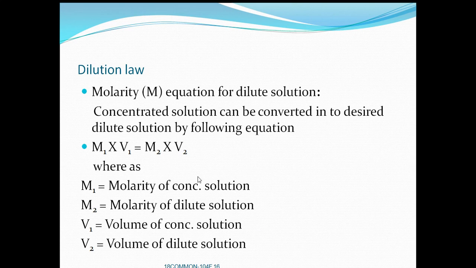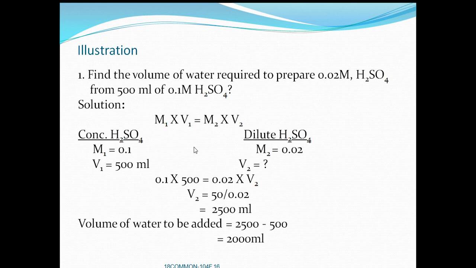So this is the dilution law. If we are given V1, M2, V2, we can calculate the M1 value. If we are given M1, M2, V2, we can calculate the V1 value. If we are given V2, V1, M1, we can calculate the M2 value. If we are given M1, V1, M2, we can calculate the V2 value. So if we are given three values, we can calculate the remaining one value. Right? This is the dilution law.